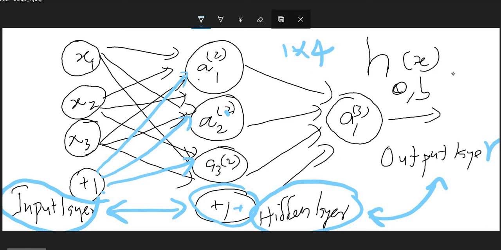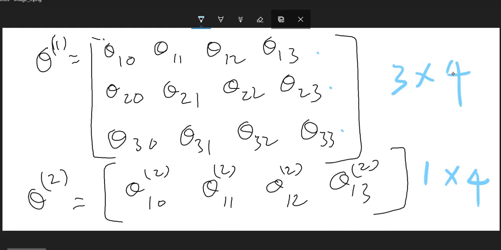Am I right? So it should be a 1 by 4 matrix. So that's why this is the matrix here. Here you have one row. 1 by 4 matrix means one row and 4 columns. So it is theta 1 0, theta 1 1, theta 1 2, and theta 1 3.